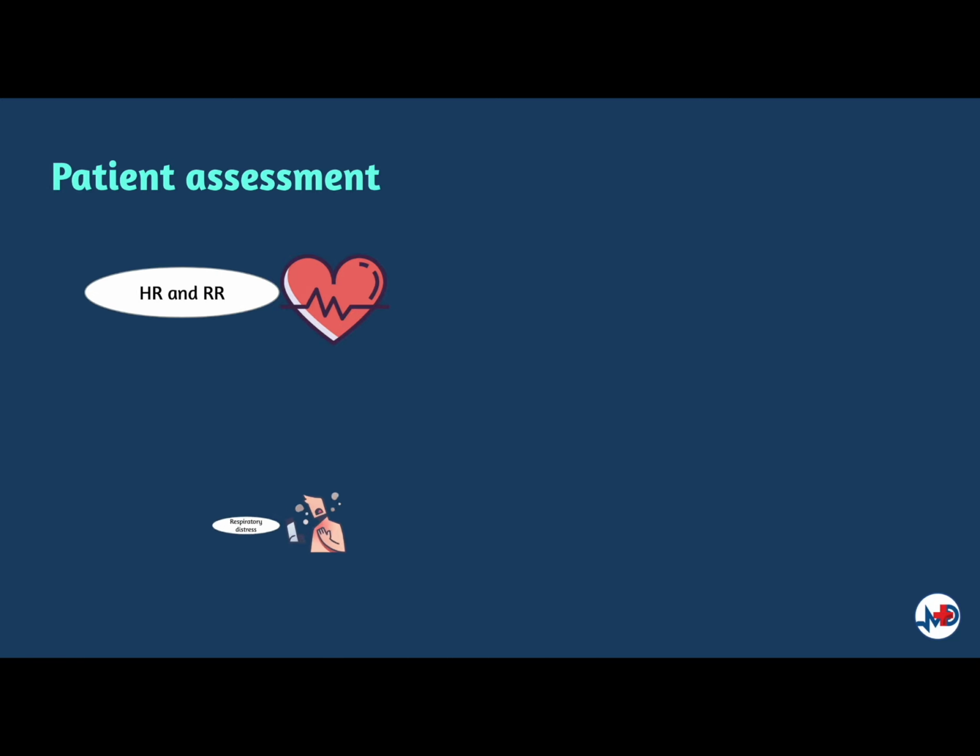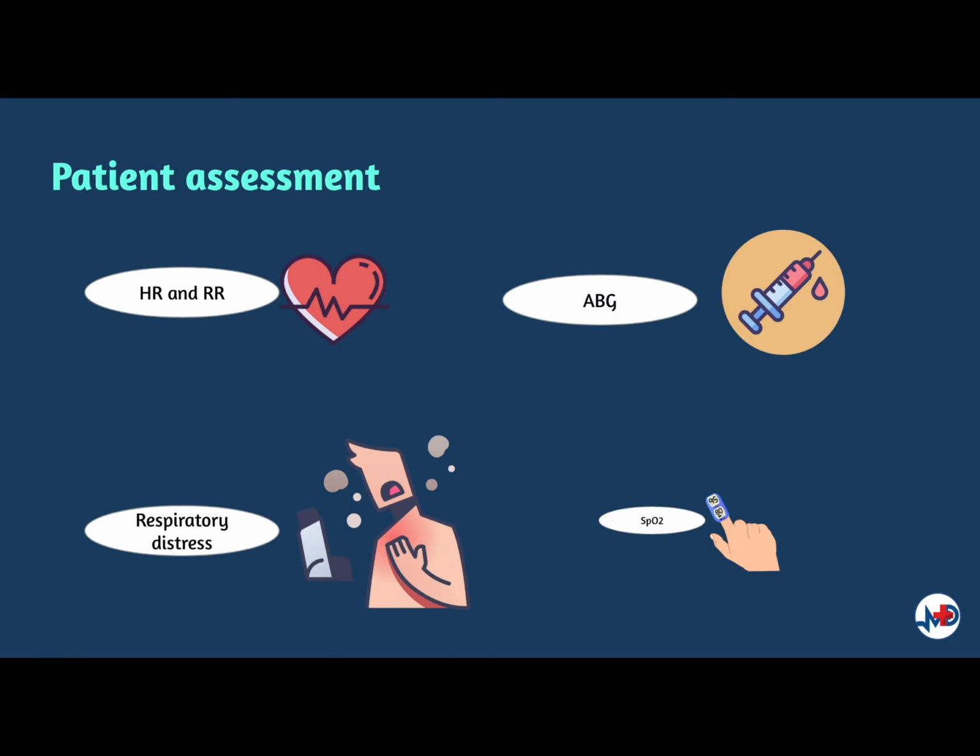It is important to determine if the patient requires oxygen administration. Therefore, it is essential to perform a thorough assessment which includes heart and respiratory rate measurements, observing for signs of respiratory distress, measurement of oxygen saturation using a pulse oximeter, and arterial blood gas sampling.